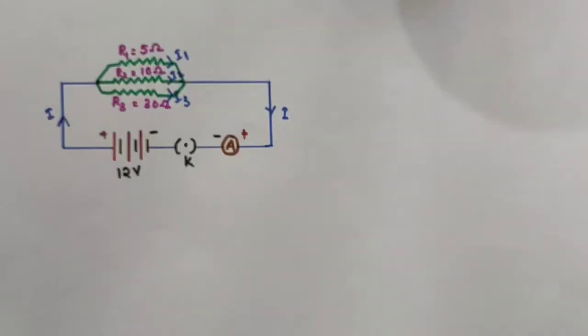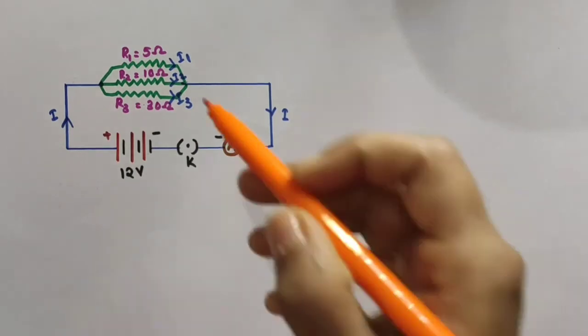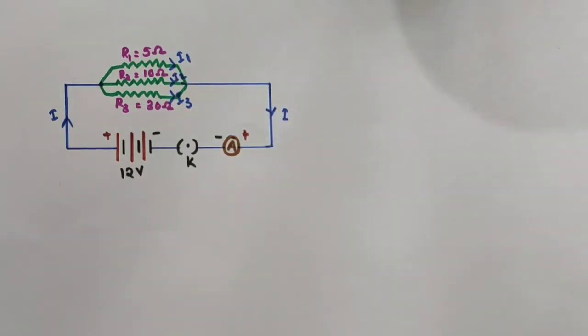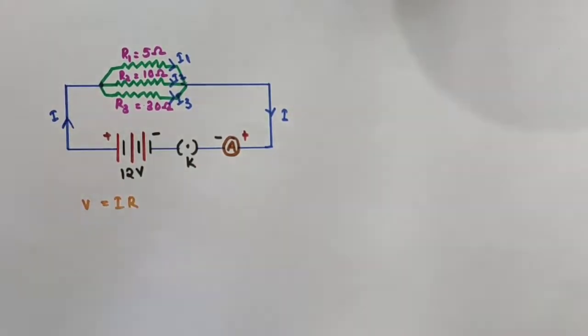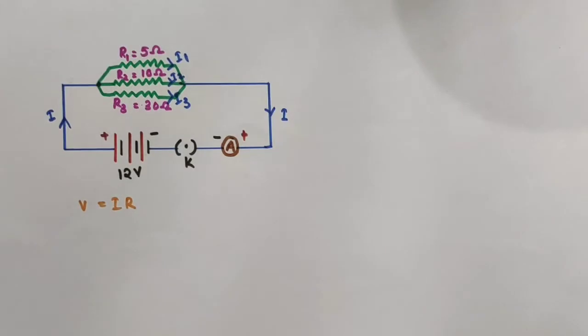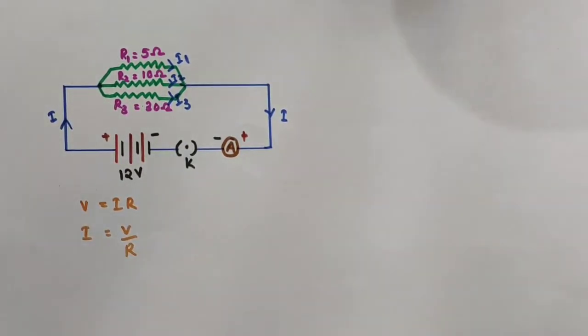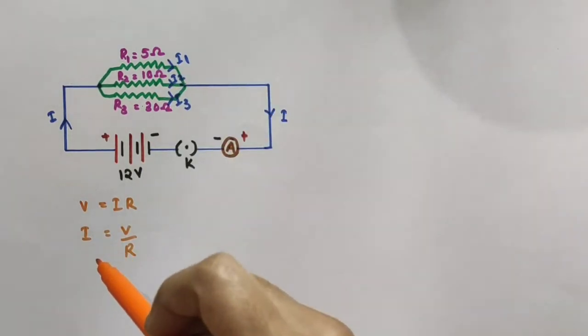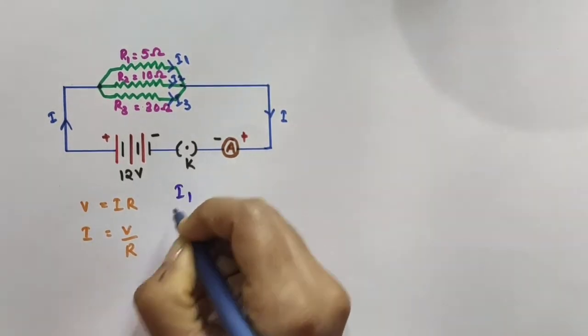So first of all, we want to calculate the current through each resistor. The current through each resistor means we want to know about I1, I2 and I3. Okay, from Ohm's law, we have V is equal to I into R at a constant temperature. From this we can write I is equal to V divided by R. Now, when we apply this Ohm's law for the first resistor, the current through the first resistor can be written as I is equal to V by R.